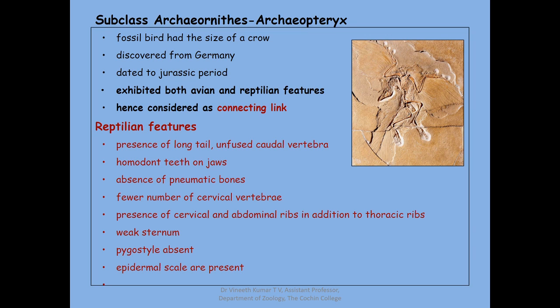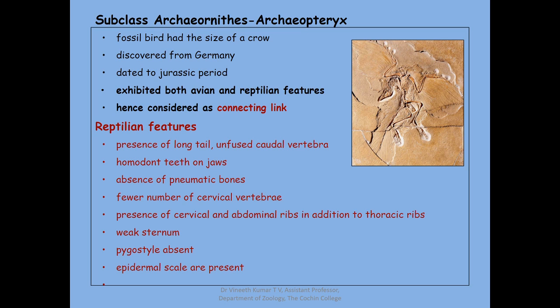But when you come to reptiles, they have a very long caudal vertebral column, and that is a feature seen in Archaeopteryx. And they have homodont teeth on the jaws, which is not a feature of birds. Birds have a beak without teeth. So here they have modified, beak-like jaws, and they have teeth in them, which are homodont. That is also a reptilian feature.